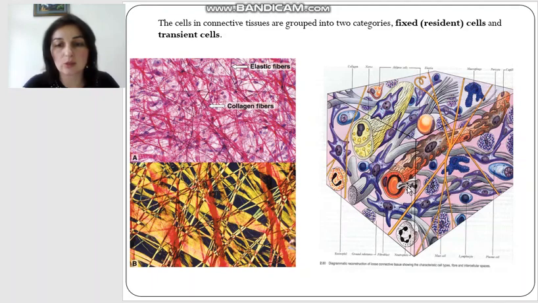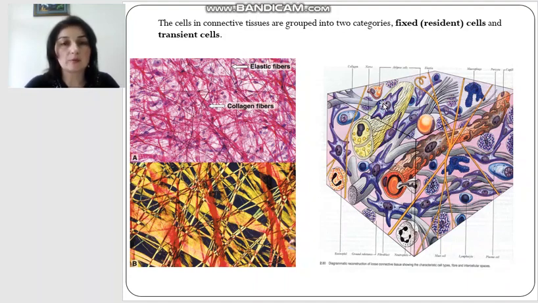As you can see here, one of the cells is migrating outside of the blood vessel. These are actually white blood cells. These are neutrophils, eosinophils, basophils, lymphocytes. All of these belong to the blood cells. Then we are coming to each of these cells.